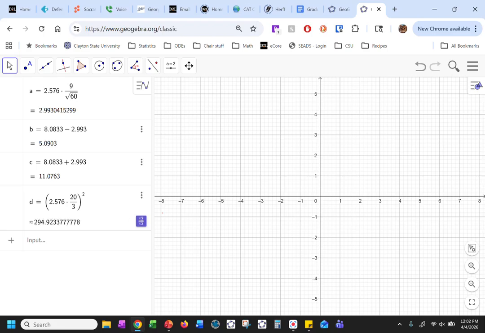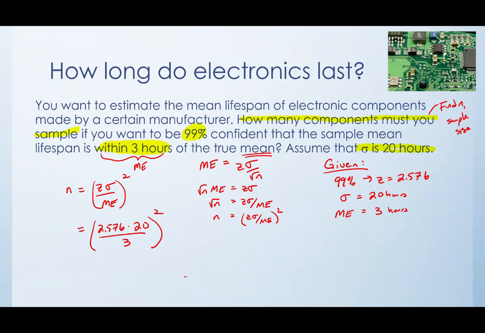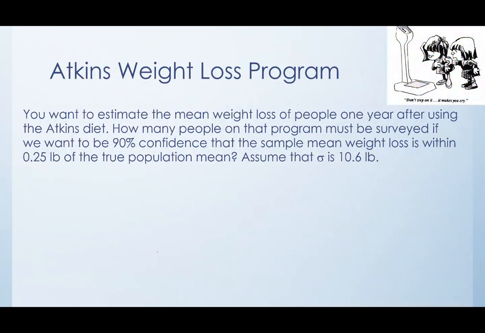So we are looking at 294.92. Which means, of course, we need to round because we can't sample 0.92 of a component. And this one does follow regular rounding rules. So we're going to go 295 components is what we need to sample. There we go. That's actually the end of that problem.